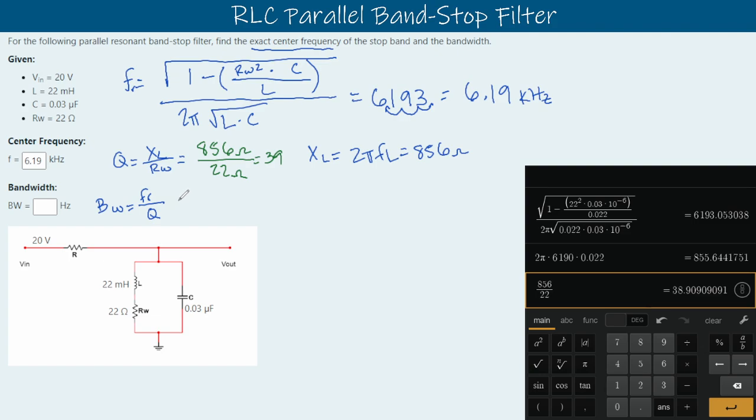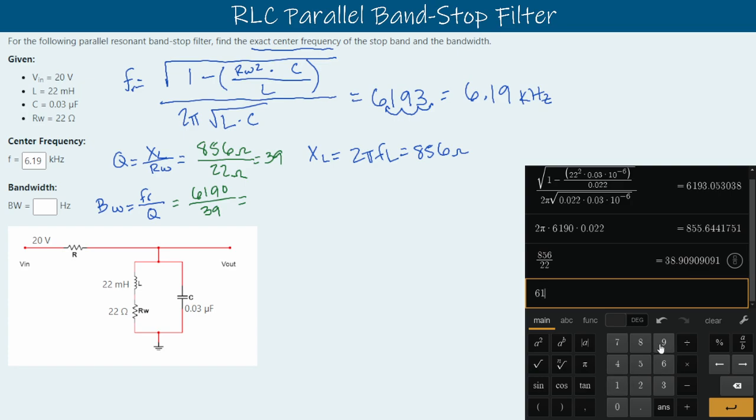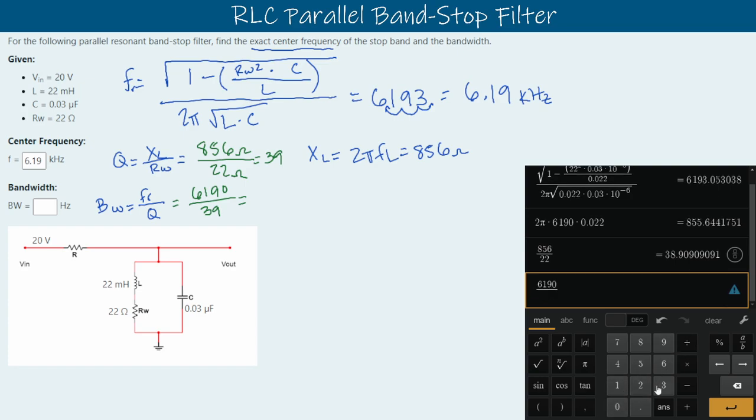And then we'll go after our bandwidth. So our bandwidth is equal to our resonance frequency, 6190, divided by our Q of 39. And that's going to give us our bandwidth range. So 6190 divided by 39 is 158, and we'll round that up, 159. And that's in hertz, right? That's what they expected it to be in, hertz, not kilohertz, so that's good. So 159 is our output. And so let's check that. There we go. Okay, let us know if you have any questions.